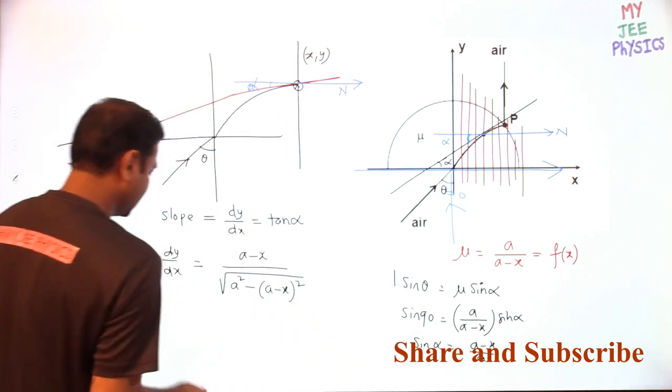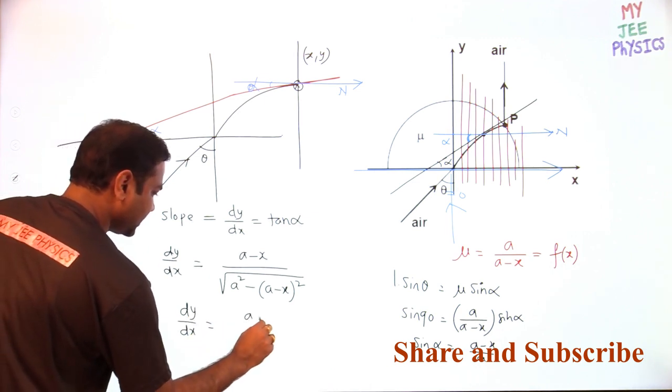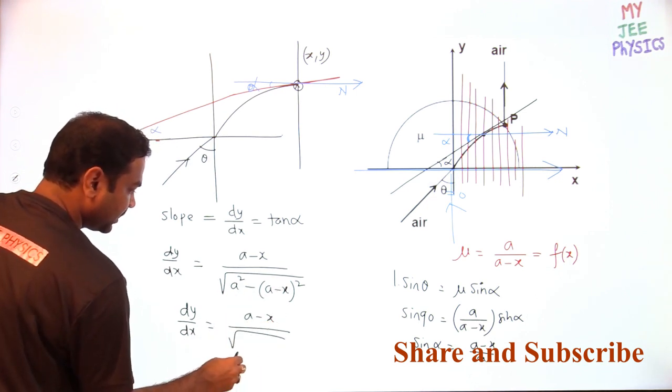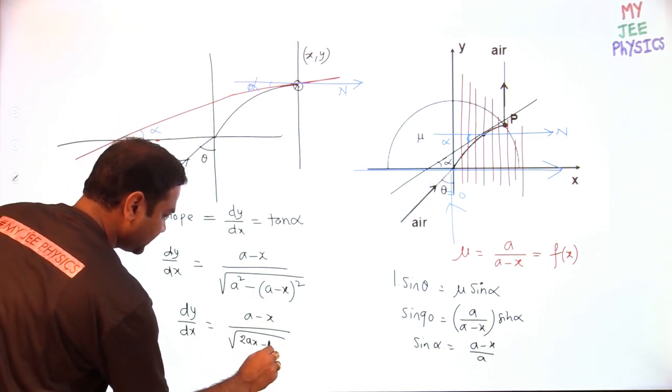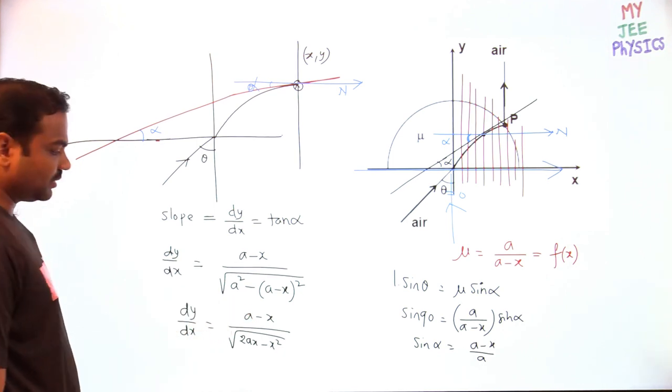Opposite side by hypotenuse. I think no need to explain this part. So dy by dx is equal to a minus x by root of a square goes off. Okay? So you will get 2ax minus x square. So this is the equation finally I got.